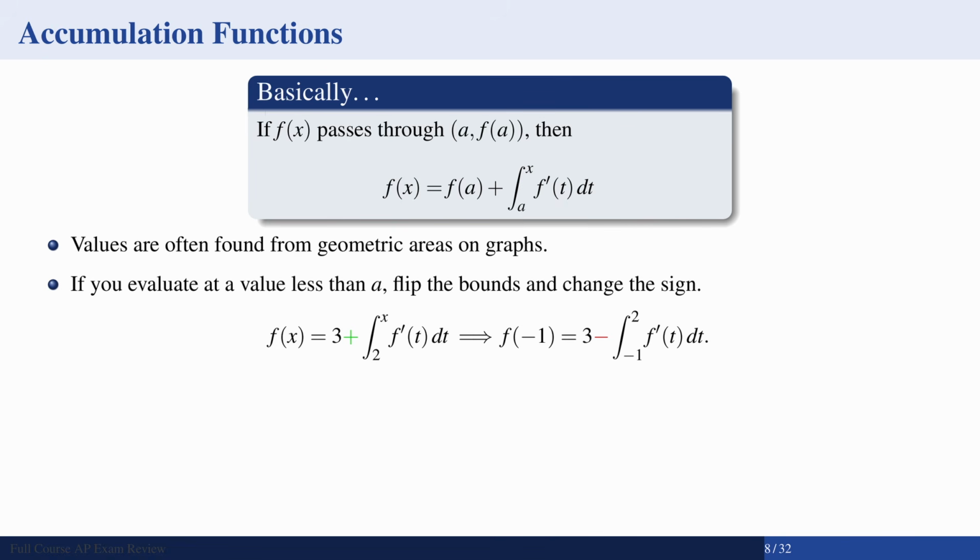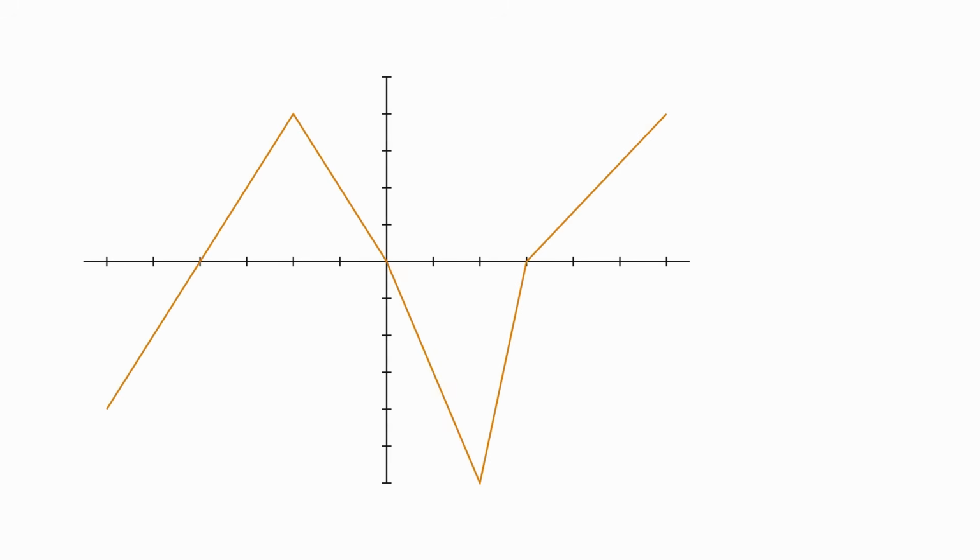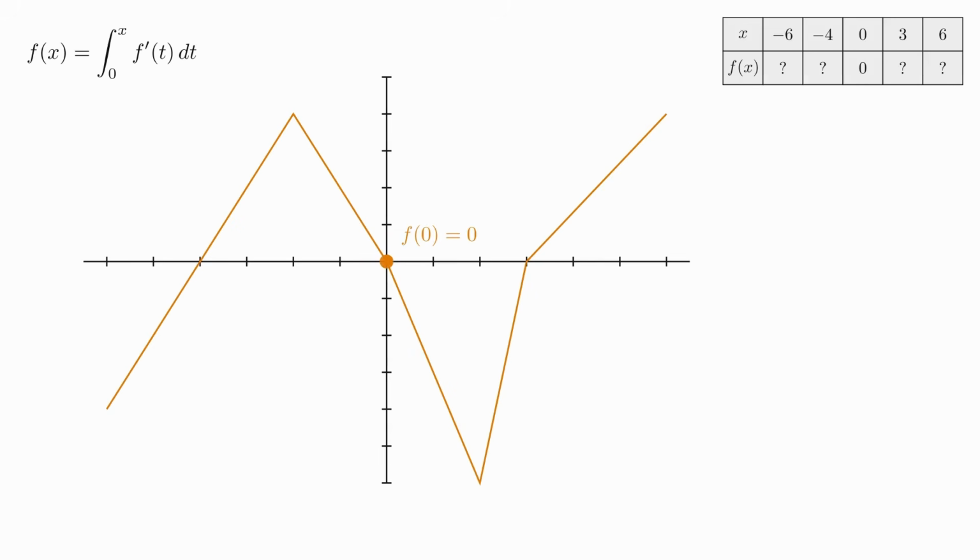Now what I want to do is demonstrate visually, in a little animation style, how we can find some values. The function that we're working with here is just going to be the integral from 0 to x of f prime of t dt. So right away we know that f of 0 is 0 because the integral from 0 to 0 of anything is just 0.